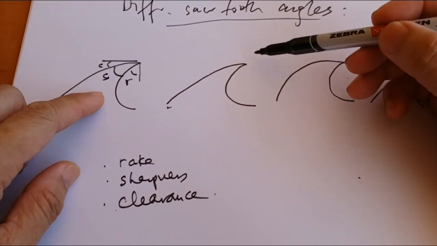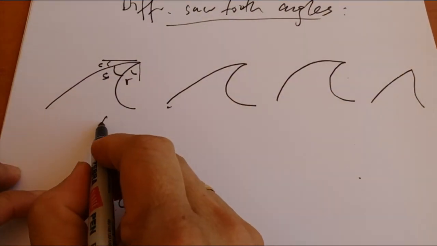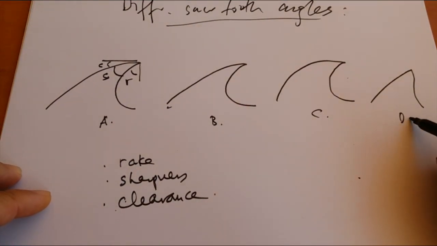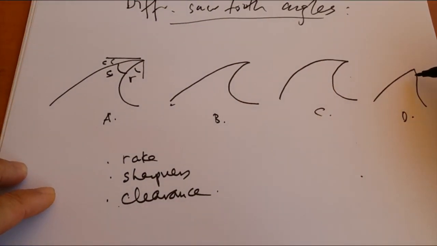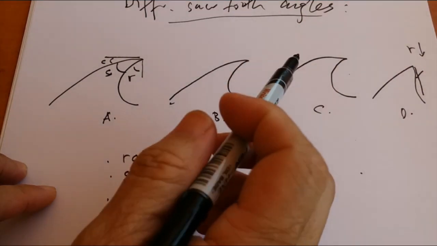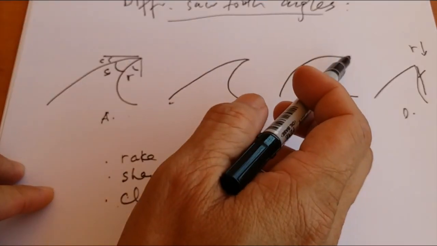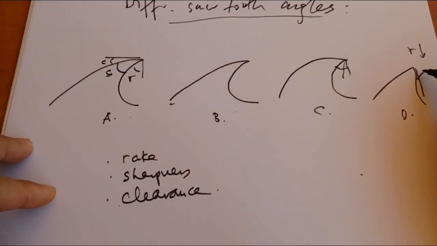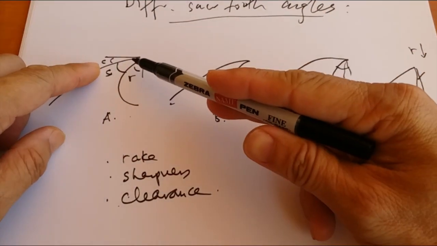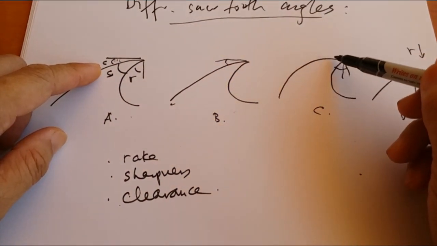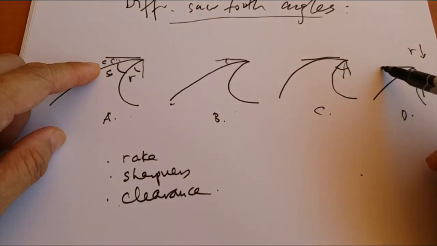So this is the rack. Sawtooth A, B, C, and D. You can notice that the rack angle for D is very less compared to A, B, and C. You notice it? Whereas the clearance angle for D is very less, and for the other it's a lot.